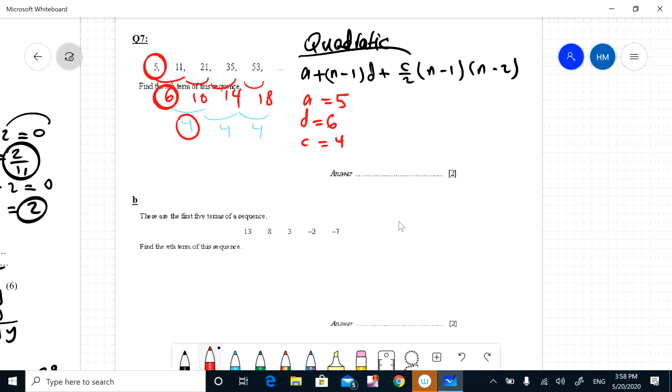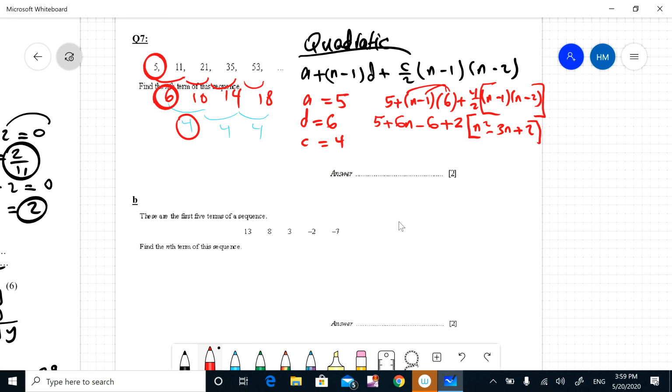When you substitute, 5 plus n minus 1 times d, which is 6, plus 4 over 2 times n minus 1 times n minus 2. It is 5 plus 6 times n is 6n, 6 times negative 1 is negative 6. 4 over 2 is 2. When you open two brackets, n minus 1 multiplied by n minus 2 is n squared minus 2n minus 1n, negative 3n plus 2. Expand, simplify, you will get 6n, 5 minus 6 is negative 1.